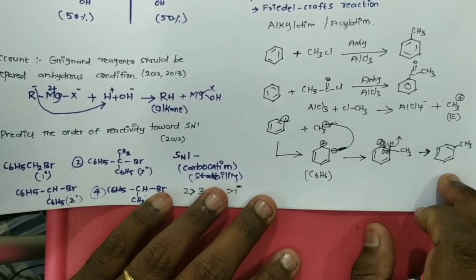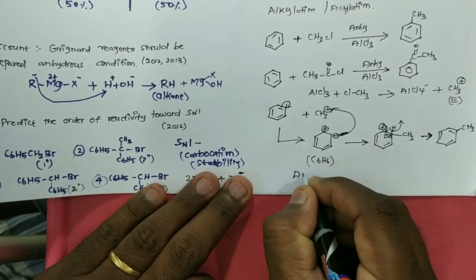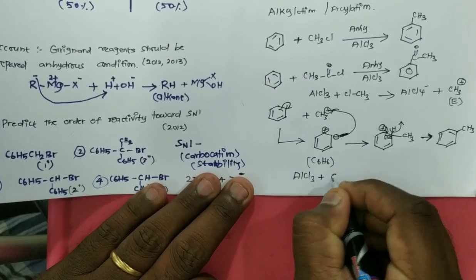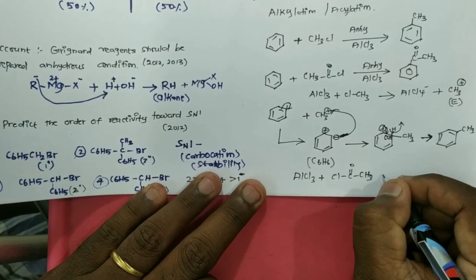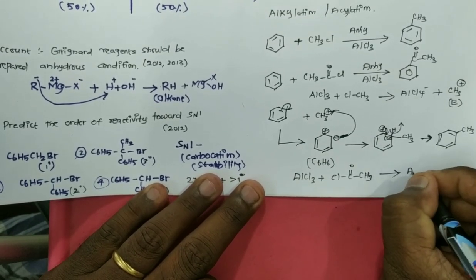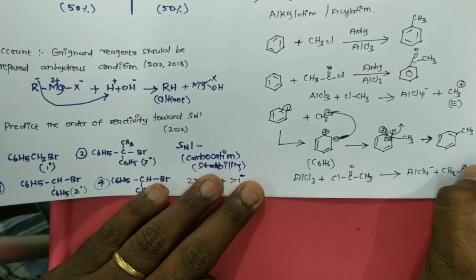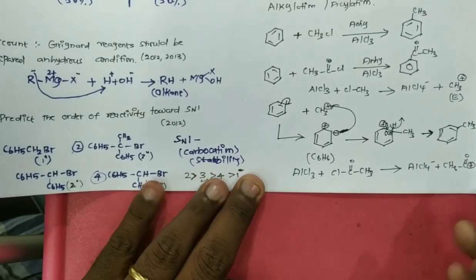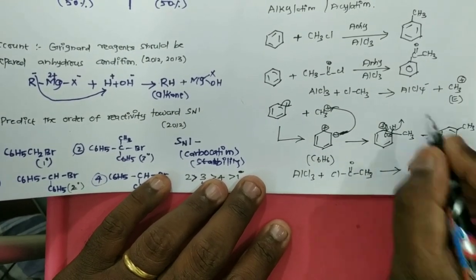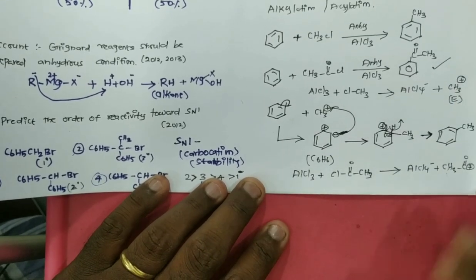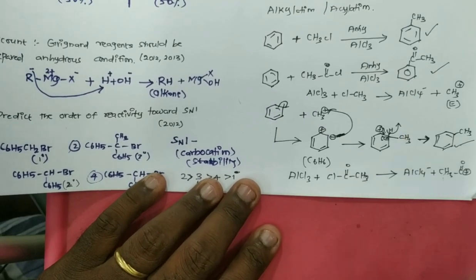In the case of acylation also, I will write the reaction only. Now AlCl3 will react with Cl, C double bond O, CH3. This is acyl chloride. So the product I will get is AlCl4 minus, and CH3, C double bond O plus. This will come and attack in the same mechanism. In that way it forms the acylated product like this. Here I have written the mechanism for the alkylated product, so you have to try it for the acylated product.